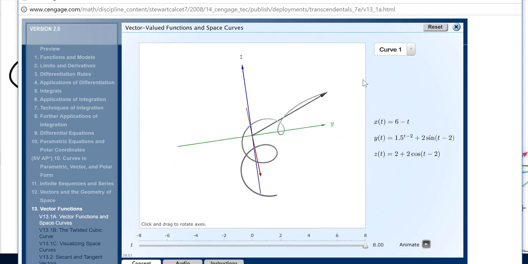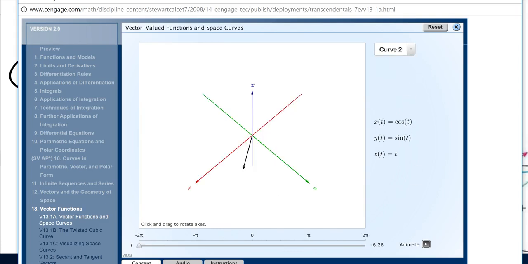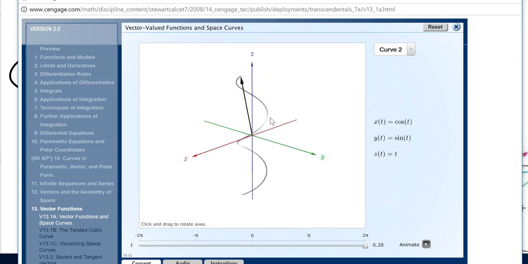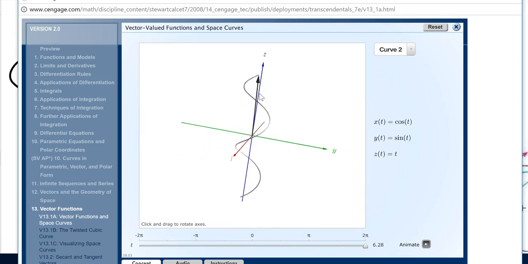Okay. There's another curve here, curve 2. Let's animate that. If you look, it's going around. It's tracing out the curves. This vector function, R is x, y, and z. And if you look, it's a spiral. So a spiral, or a helix if you want, is going to be a very common space curve that we're going to use in this class.